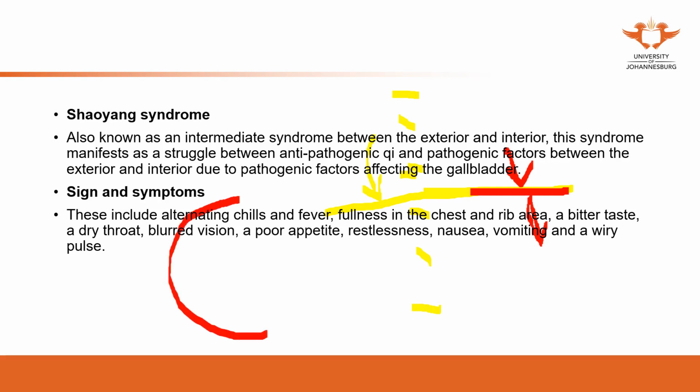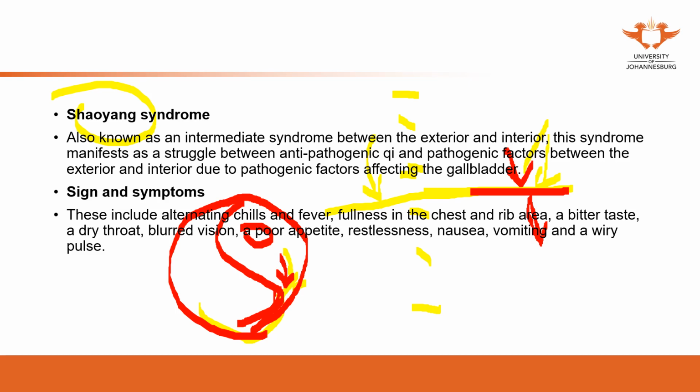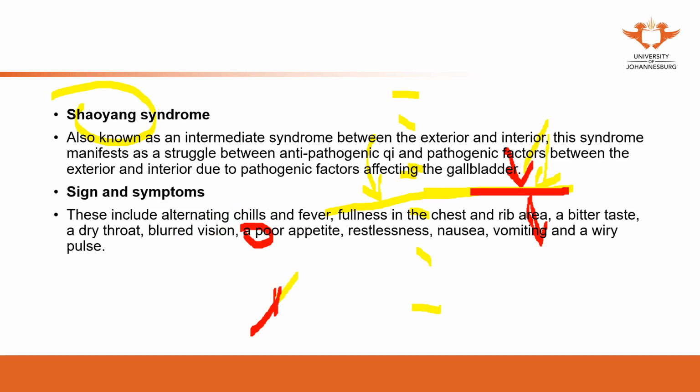Until now, you should have this way of thinking: where the Yang starts, that's where the Yin ends. That's in the corner. When the Yang becomes pronounced, that's the corner where the Yin becomes less. So the Yang goes to the Yin. The end of the Yang is the start of the Yin. Shaoyang syndrome is a bit different from the previous two.